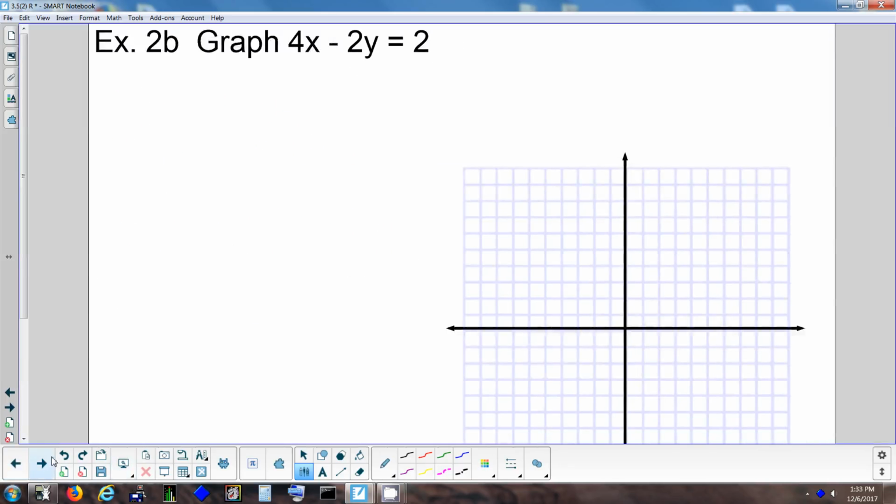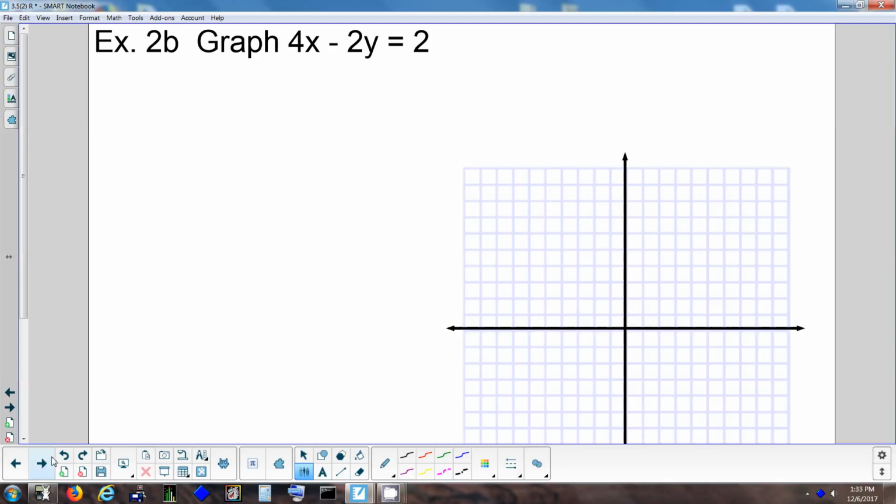Is it to get it in slope intercept form? Does anybody know how many steps it'll take? Like 3 or 4. How many things do we have to do? No. How many did we do on the last problem? We did 2 things, right? What was the first thing we did? We minus 6x.